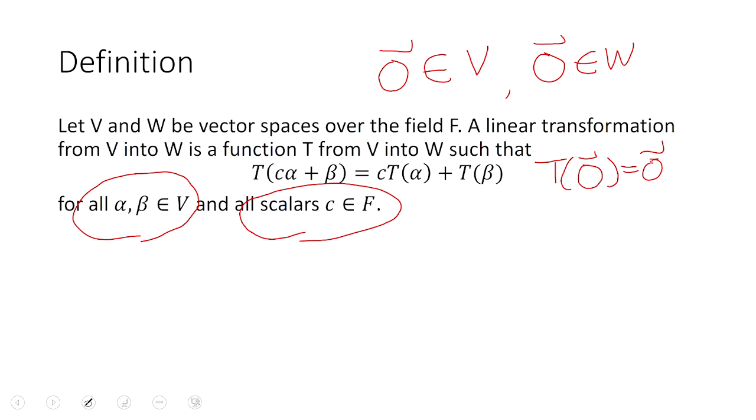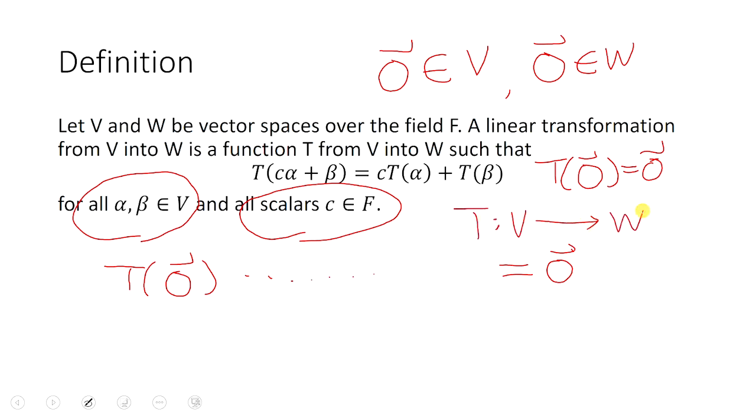Again, from the definition, we try to find a clue. We start out with the transformation T of 0, and eventually we want to show this is equal to the 0 vector, not the 0 scalar, because the scalar 0 is not in the vector space W, since T is a function from V to W. So T of 0 should be a vector, and that vector is in W, as I mentioned here.